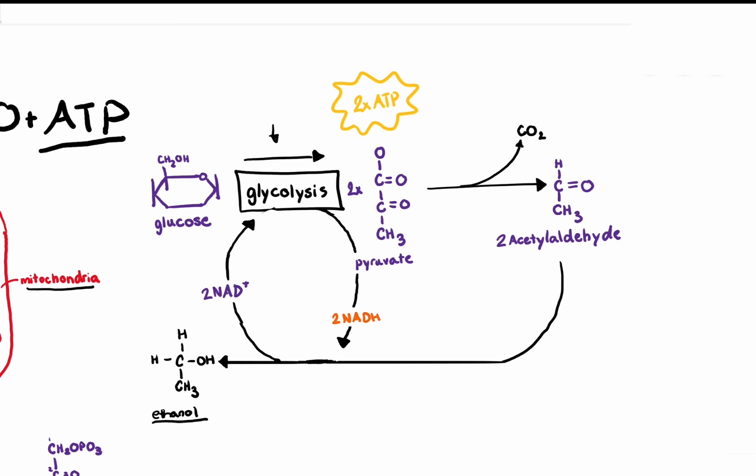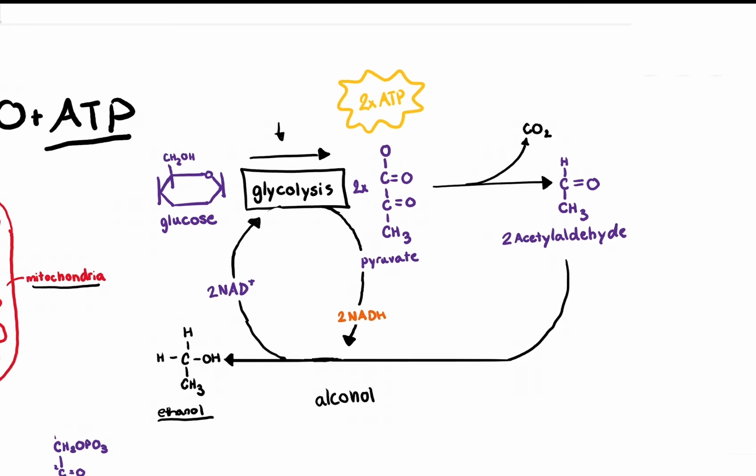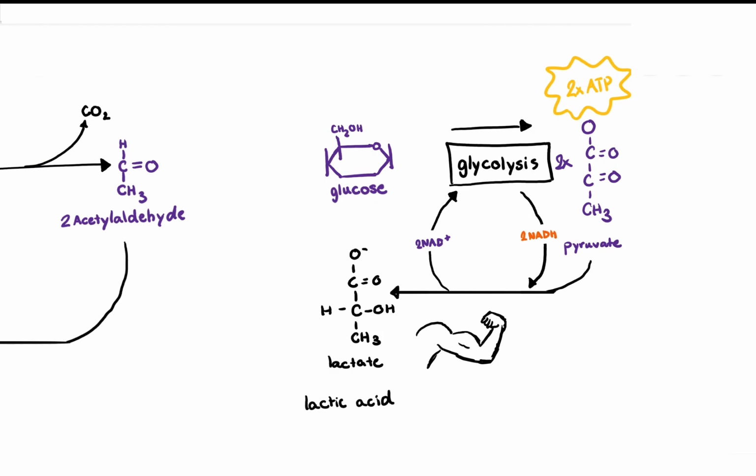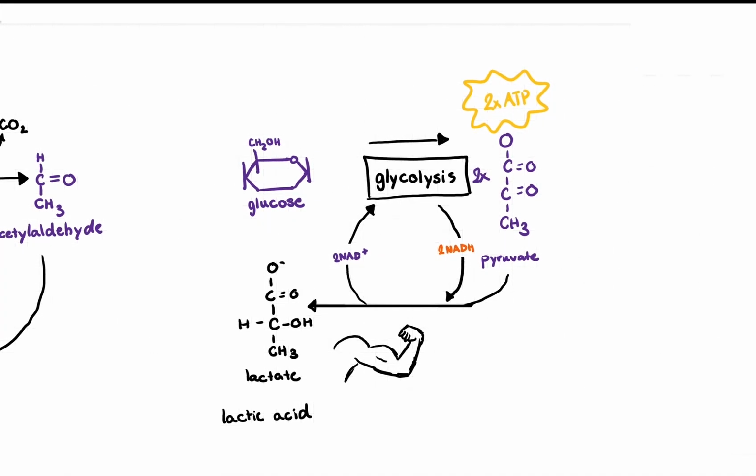Ethanol is an alcohol, so this is called alcohol fermentation. And this is mainly used by prokaryotes. But you have another type of fermentation, and this is called lactic acid fermentation. Let's take a look at this. So in our lactic acid fermentation, you go straight from pyruvate to lactate. There is no acetaldehyde. And so this is what our muscles use.